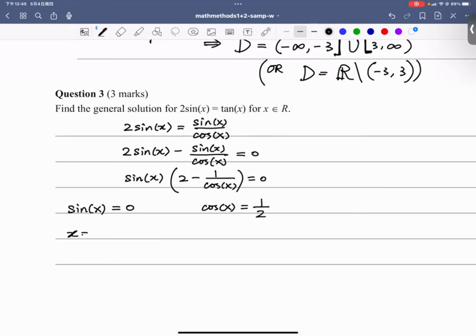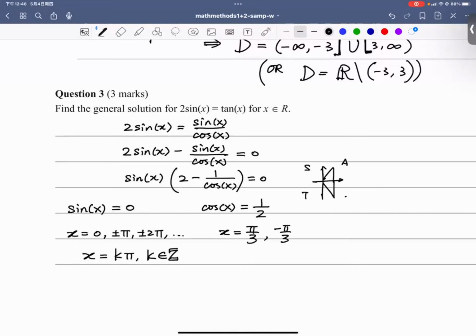So we recognize x equals 0, sine is 0. So you should have 0 plus or minus pi, plus or minus 2 pi, etc. Therefore, you should write x equals k pi, and k is any integer. Then for the other case, cosine x equals half, you should say x equals pi over 3 as a basic solution, okay? Base angle. And don't forget, you could also have minus pi over 3 simply because of the symmetry of cosine ratio, okay? In the first quadrant and in the fourth quadrant.